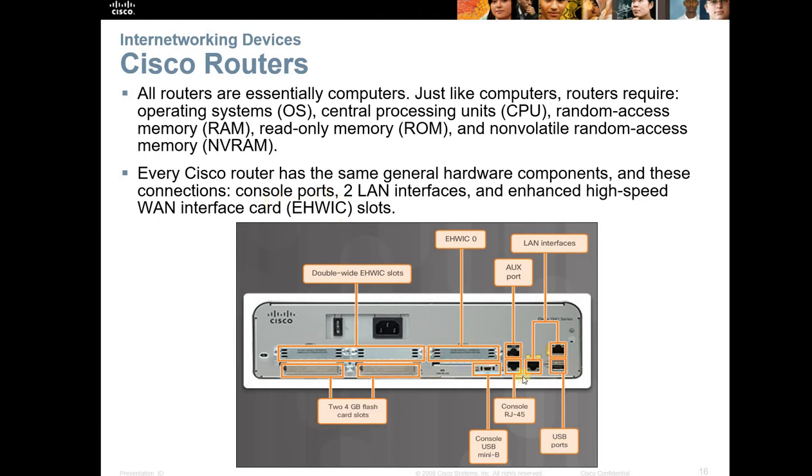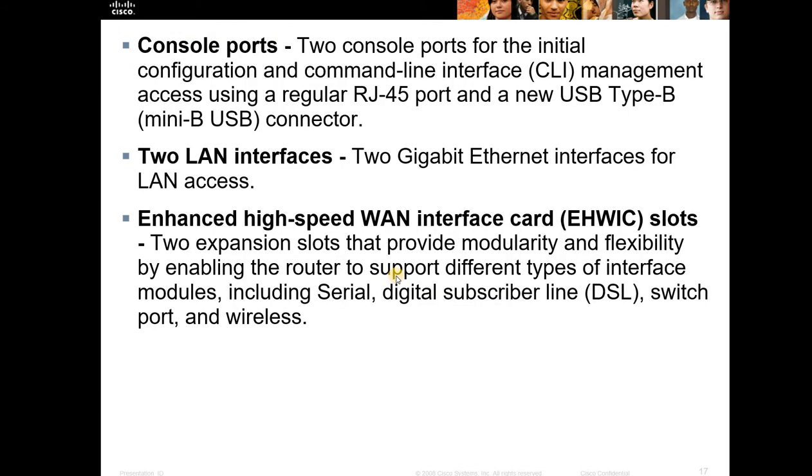And these connections: console ports, you can see the console ports here. Two console ports, one is RJ45, one is a console USB mini B, and two LAN interfaces and enhanced high-speed WAN interface cards, the EHWIC cards here. So there are two console ports for initial configuration and command line interface management access, using a regular RJ45 port and a new USB type B mini B USB connector.